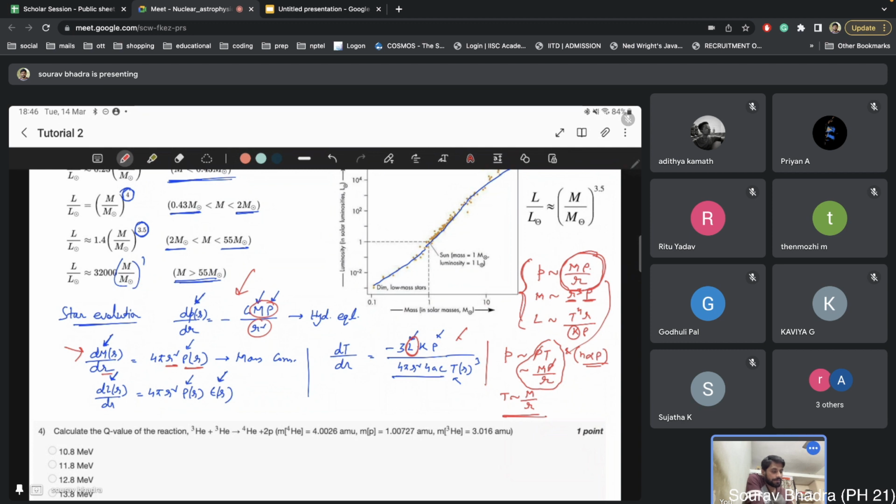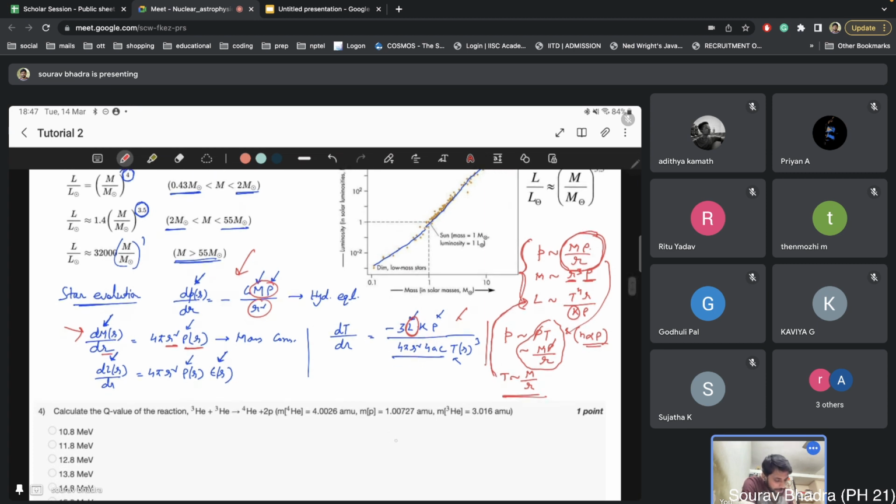Which is interesting. Now what we will do is use this fact that temperature is proportional to m by r in this other scaling relation, the one for L. So L will be T to the power 4, meaning m by r to the power 4, times r, forget about that kappa, that is a constant, and over rho, right?